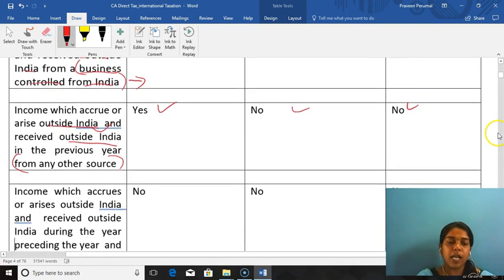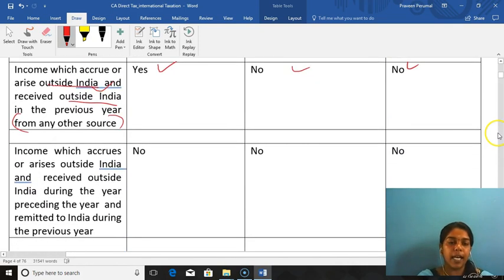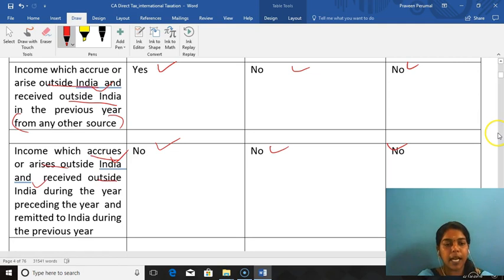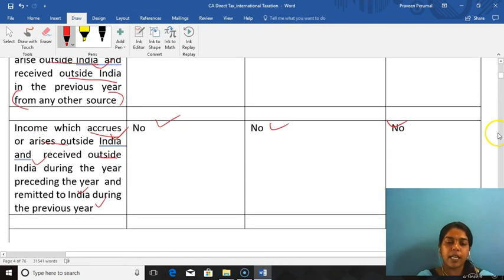Now, income which accrues or arises outside India and is received outside India during the year preceding the previous year and remitted to India during the previous year. If that be the case, no, for all the three it is no. So income is accruing or arising outside India, first point. Received outside India, second point. During the year preceding the year, and remitted to India during the previous year. So accruing and arising outside India, received also outside India, but remittance to India during the previous year. For all the three cases it is no.